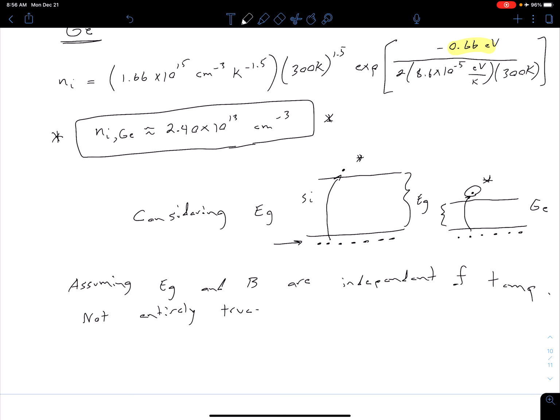In our next videos, we're going to look at what happens when we dope our semiconductor, and then finally we're going to get into a simple semiconductor device.